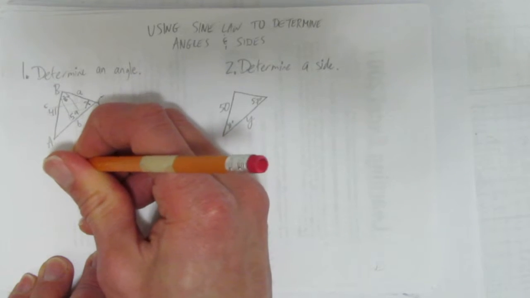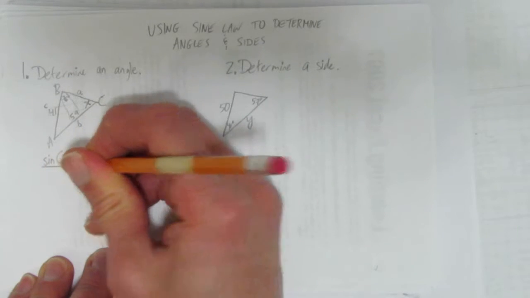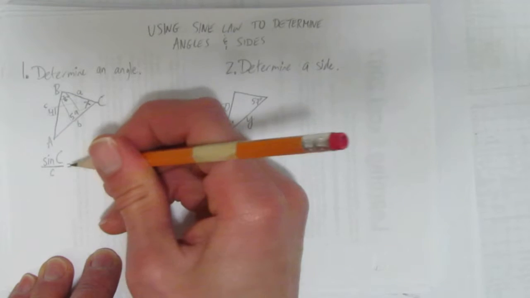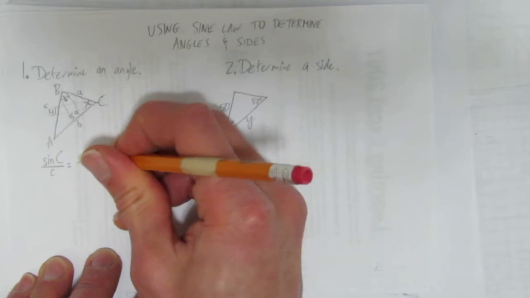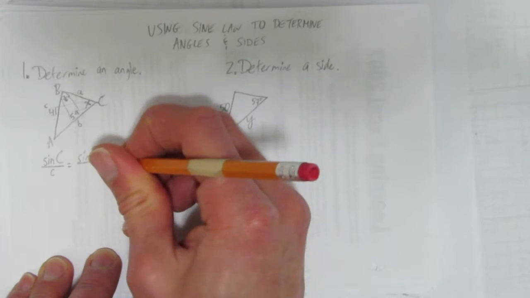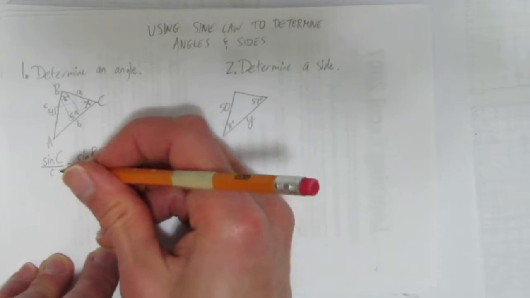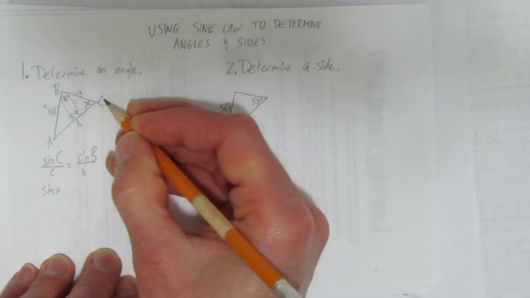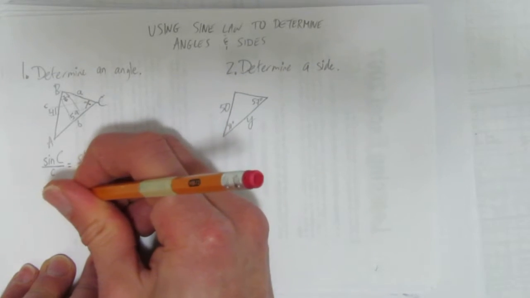So let's set up sine law. I'm going to look for sine of capital C, and I match it up with its corresponding side, baby c. And I use the other pair that I know, which is going to be sine of capital B over its corresponding opposite side, baby b. First step is always the equation. Second step, sub in. I'm looking for the sine of X. You could have called it capital C and left it. I just called it X because I like it.